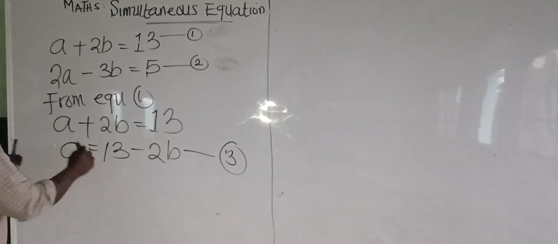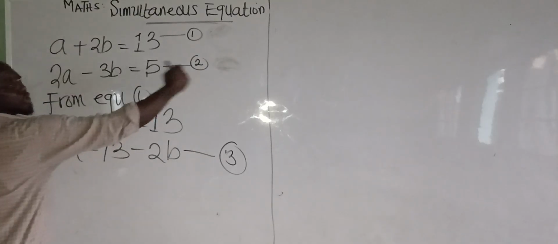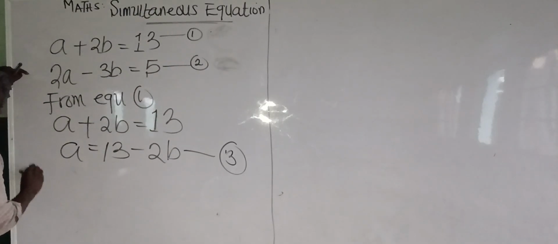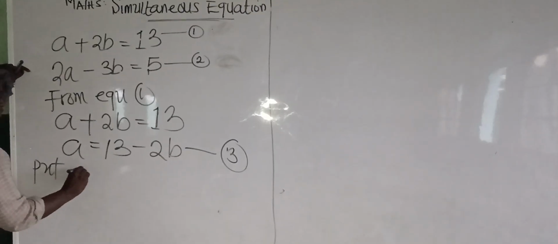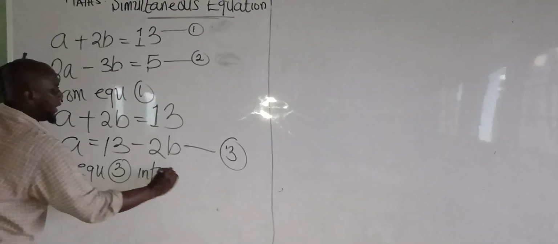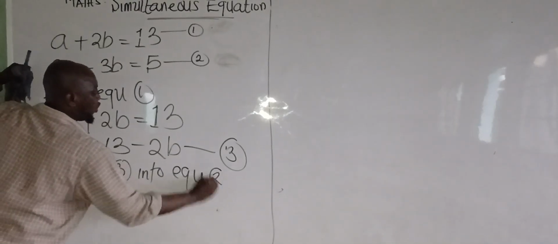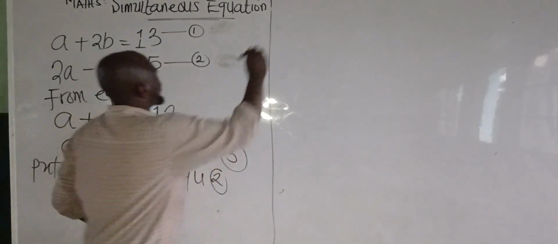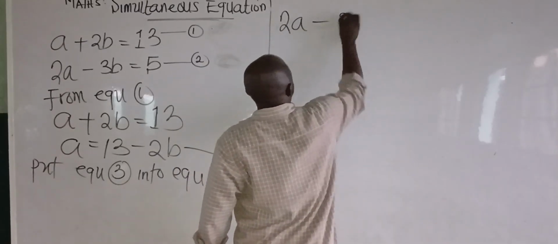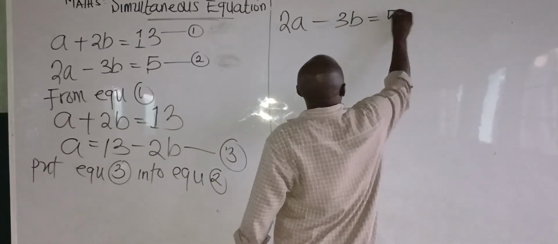Now let's go ahead. Since I've gotten equation 3, remember I've not used equation 2 for anything. This equation 3 was gotten from equation 1. So here now, I will say put equation 3 into equation 2 that I have not used for anything. So I'll copy equation 2 out. I have 2A minus 3B. That will give me 5.